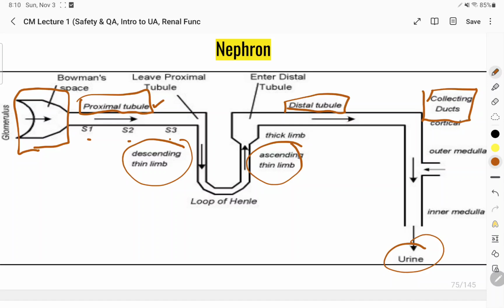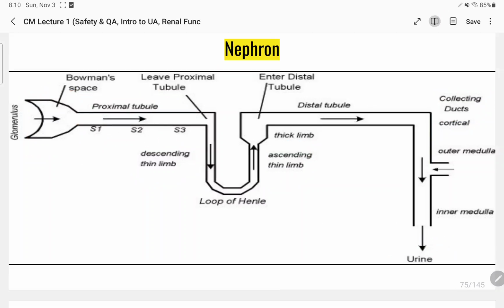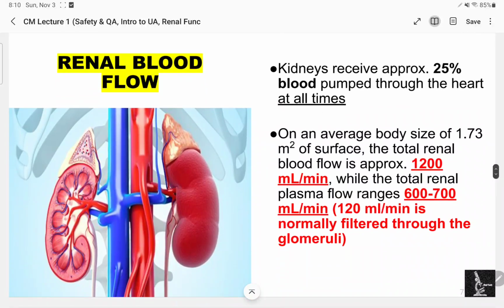Okay. So that is another picture. Before we proceed to dig deep into the different parts of our nephron and its functions and tests, let us go through for a while the renal blood flow.